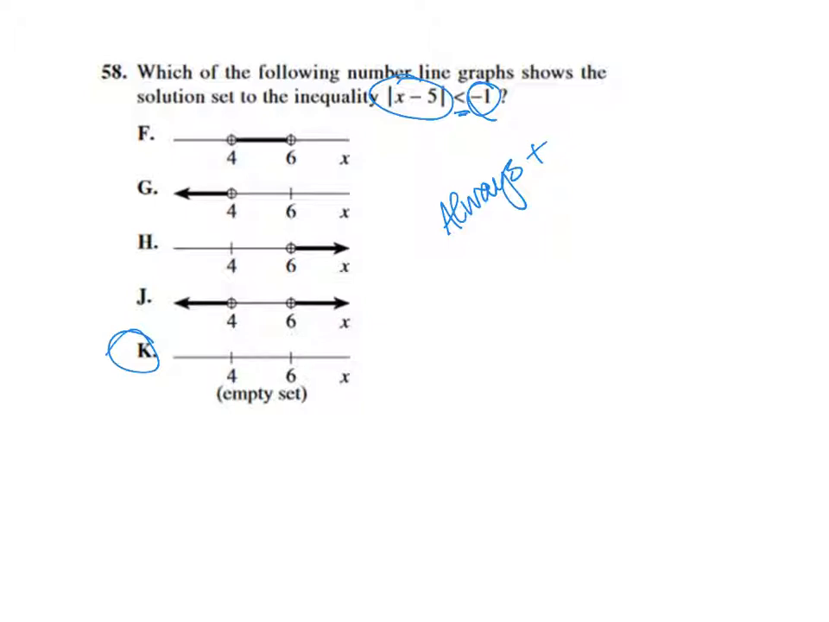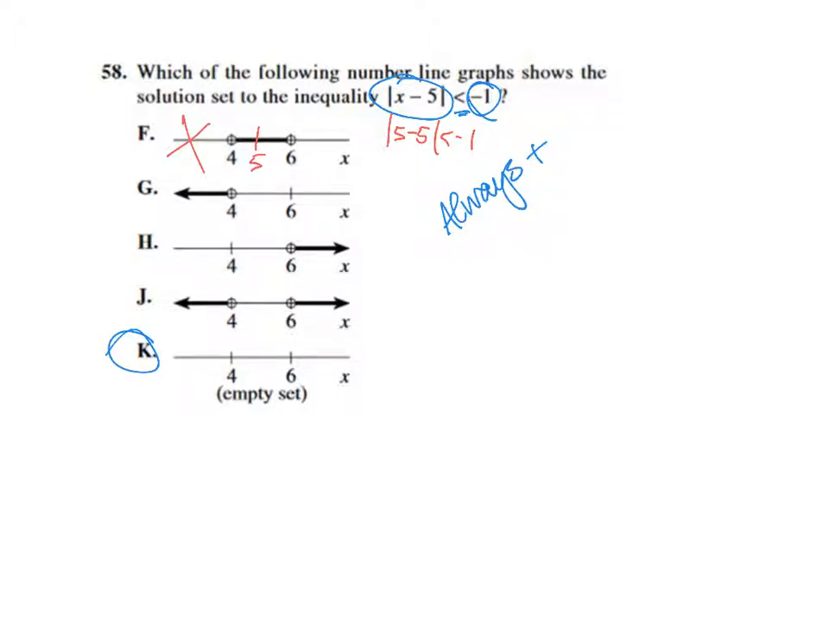So for F, the solution would include real numbers between 4 and 6. And so what's a number that's between 4 and 6? 5. So I can put 5 into the original, and I have the absolute value of 5 minus 5 is less than -1. So 0 is less than -1. That's not true. The answer can't be F.